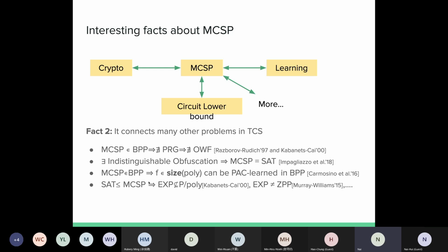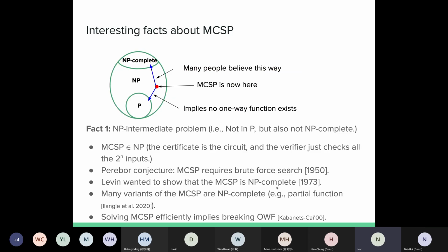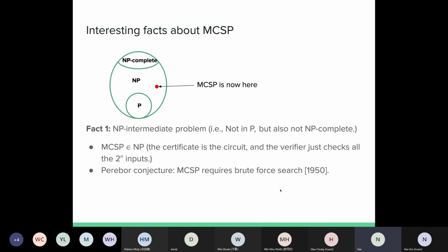Also, if you can prove that MCSP has a polynomial time algorithm, then all polynomial size Boolean functions can be PAC learned in probabilistic polynomial time. And if you can show a reduction from SAT to MCSP, then you can prove some interesting circuit lower bounds, like EXP is not in P/poly, or EXP is not equal to ZPP. Those are very interesting results in complexity theory.